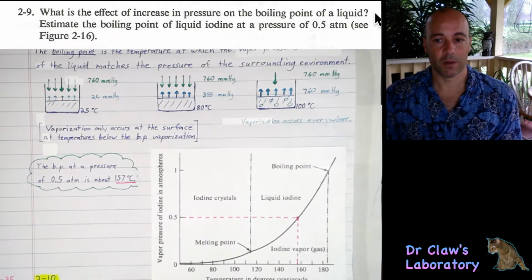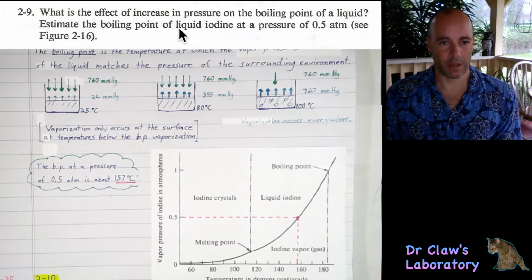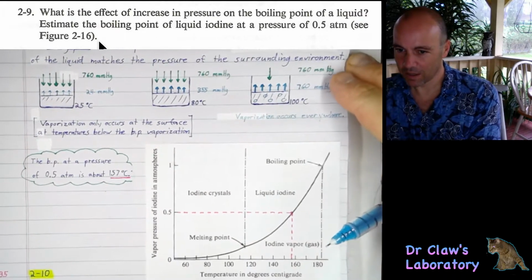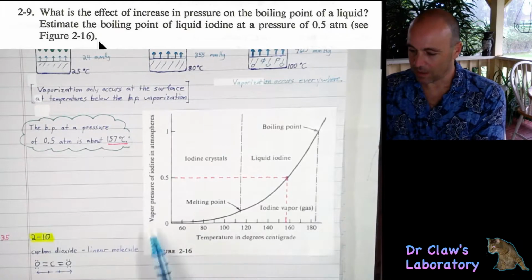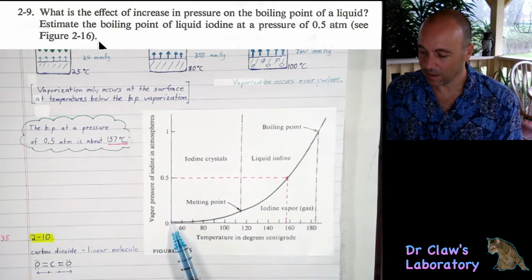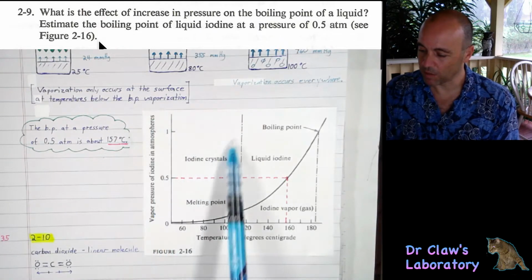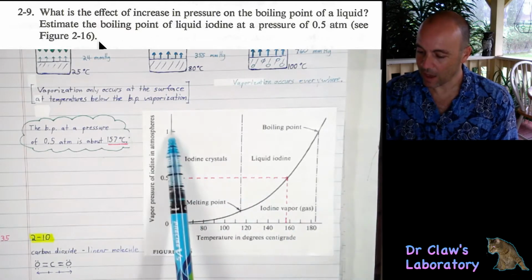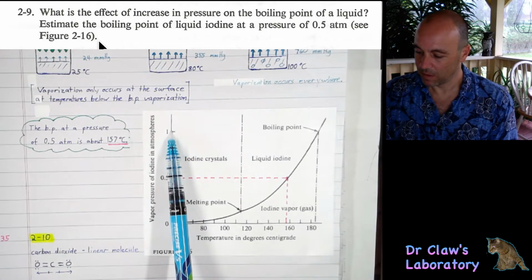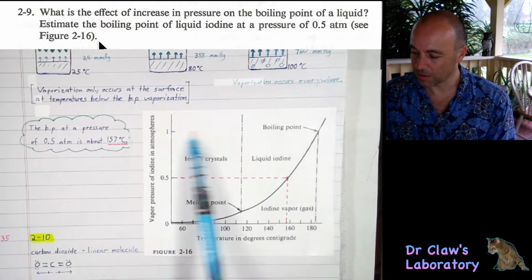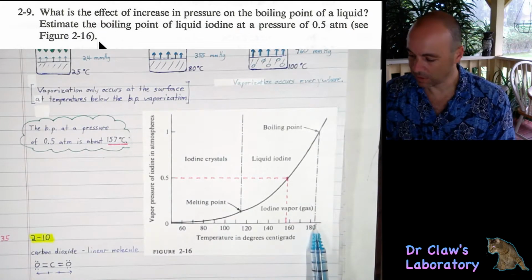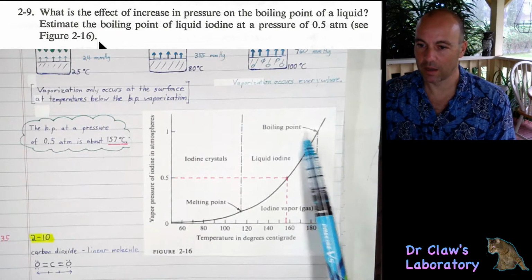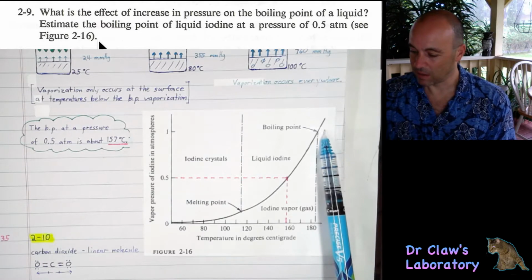So the other part of the question says, estimate the boiling point of liquid iodine at a pressure of 0.5 atmosphere. See figure 2-16. So figure 2-16 is right here, and this is the phase diagram of iodine. You see, as a function of temperature and pressure, these are the phases: the solid iodine crystals, the liquid iodine, and the vapor. Okay, now at 1 atmosphere, the transition from liquid to gas occurs right here at about 183 or 184 degrees. So iodine boils at like 184 degrees at 1 atmosphere.